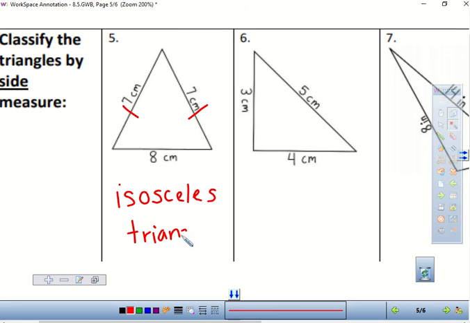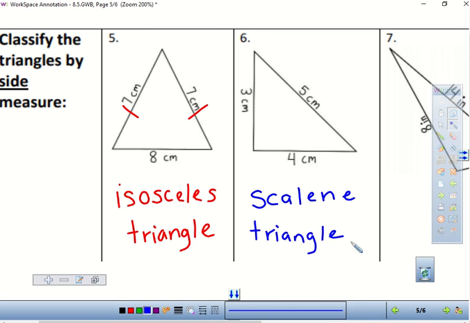Two sides are equal. Okay? Does everyone see how this is an isosceles triangle? What do you think about the next one? Number 6. Good, scalene. So this is a scalene triangle because all the sides are different side measures, right? They're different lengths, which makes it scalene.